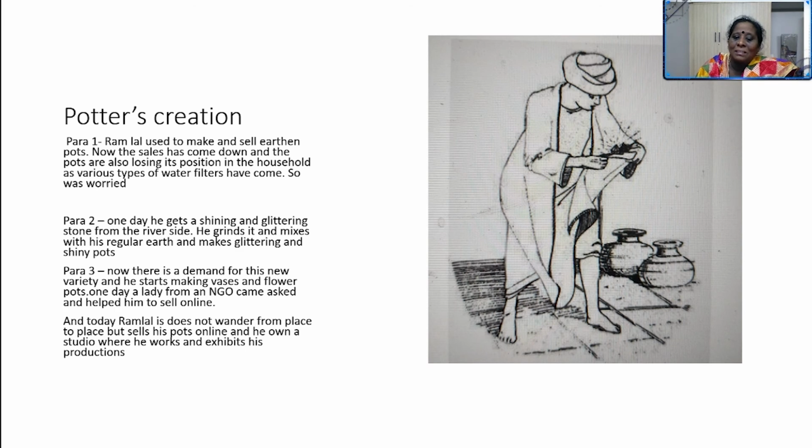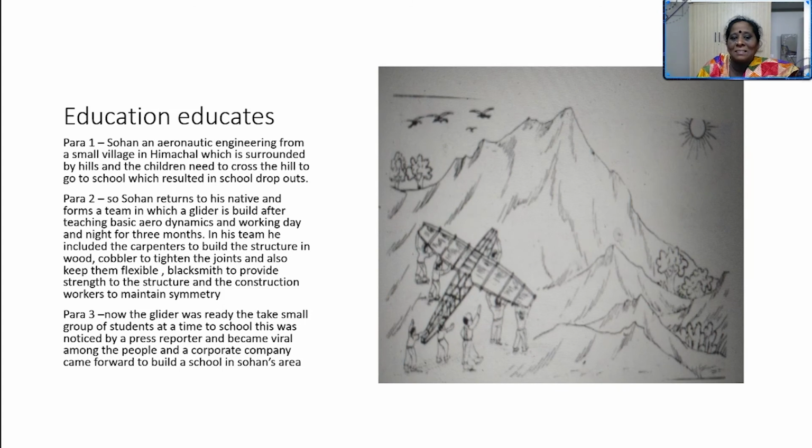So now we just see one more picture. Yes, this, education educates. Here, Sohan is an aeronautic engineer from a small village in Himachal, which is surrounded by hills. And the children need to cross the hill to go to a high school, which resulted in school dropouts. So Sohan returned to his native place and formed a team in which a glider is built.